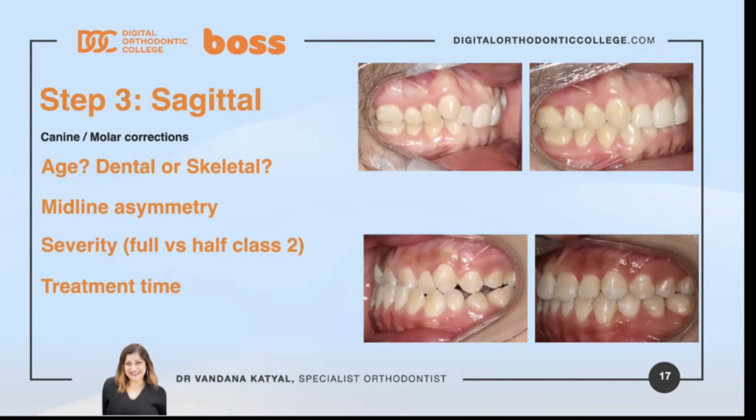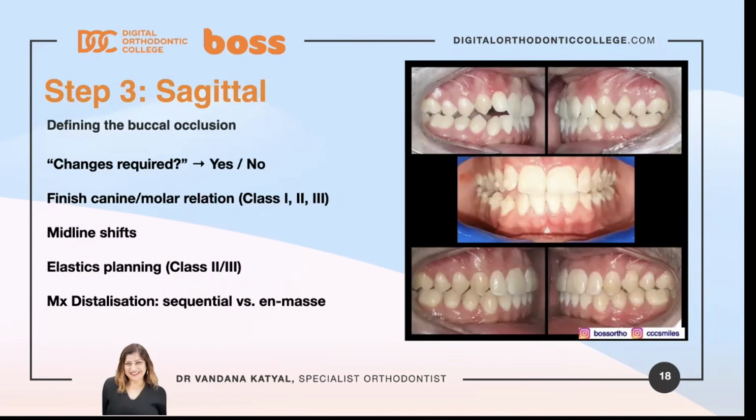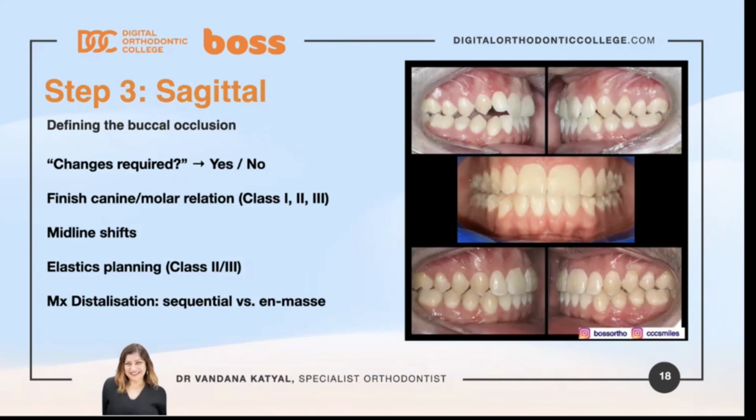For example, sometimes I'll make a decision to leave a half unit class 2 in an adult because they simply want anterior alignment. So treatment time is a consideration here. So one of the things with sagittal, you're defining the buccal occlusion. So you've got to ask yourself, are changes required? Yes, no. What is the finish like? Is it a class 1 finish? Is it canines class 1, but the molars class 2? So you've got to start defining that.